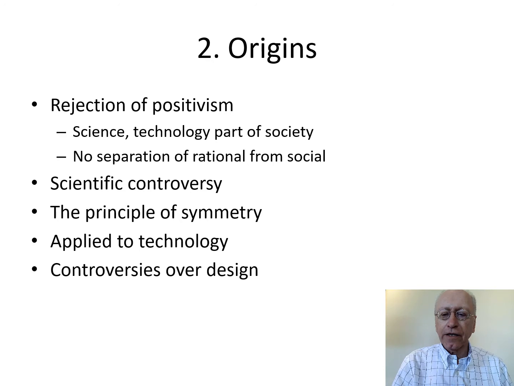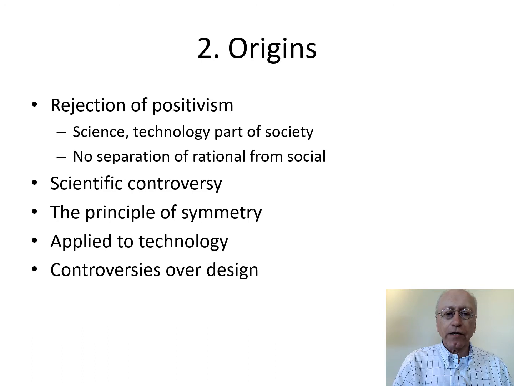the positivist notion that you could understand science separately from society simply on the basis of the rational considerations, arguments, and evidence that went into the construction of scientific theories. These sociologists and historians, starting, I think, mostly in the 1970s, began to argue that there is no radical separation of the rational components of science from its social context. And they employed this approach to the study of scientific controversies.